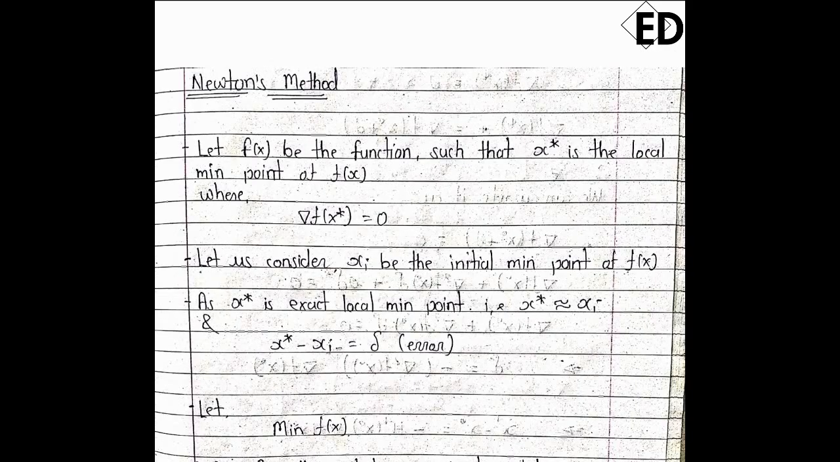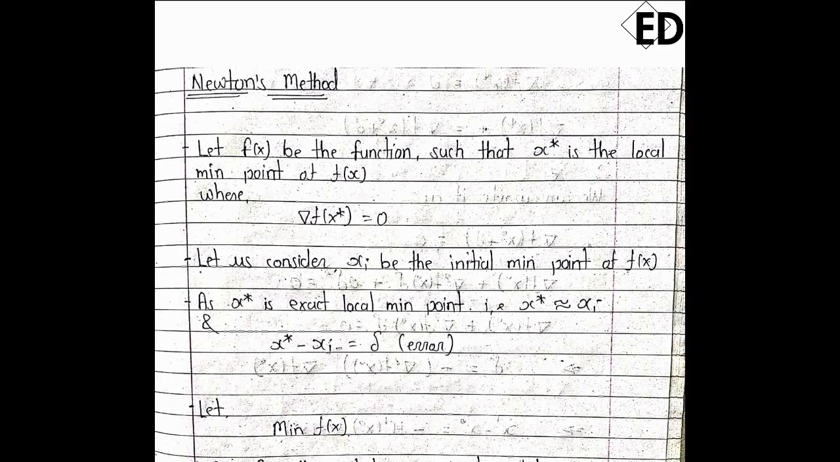Initially, we start with Newton's method. In Newton's method, we first consider any xi point as our initial approximation point, and then we iterate. After a certain number of iterations, we will reach this x star point. So let's see how we do it.